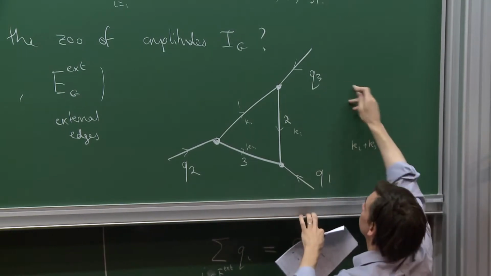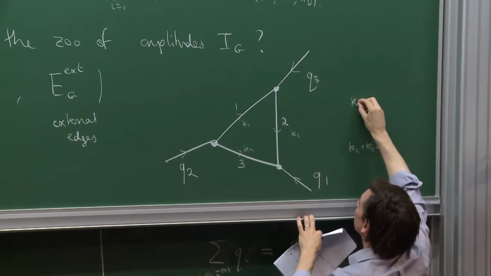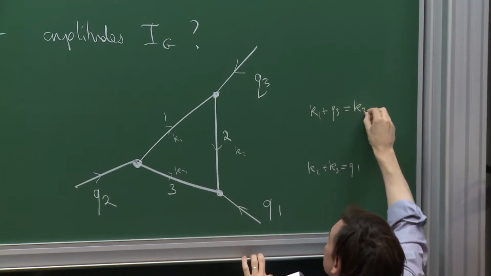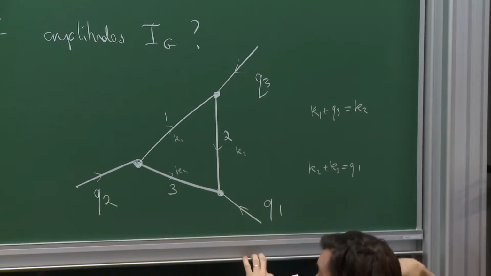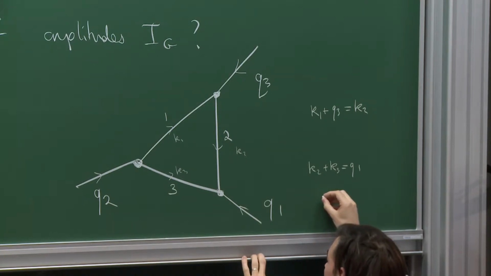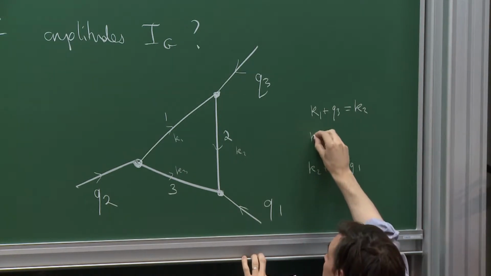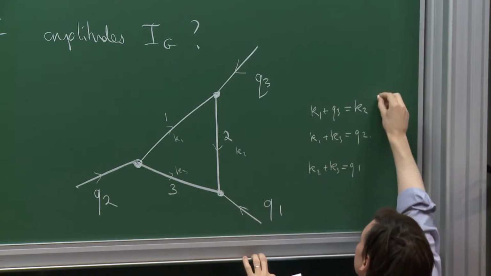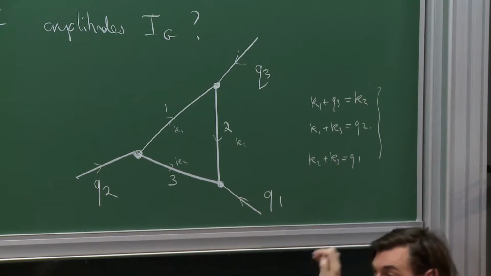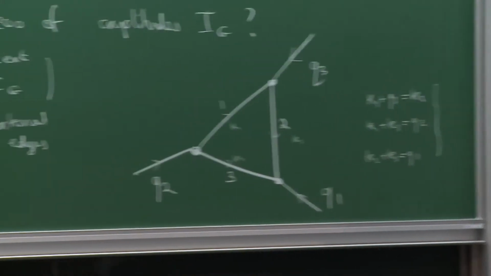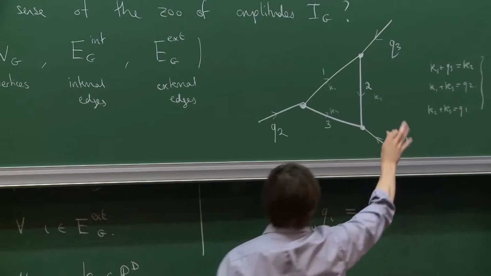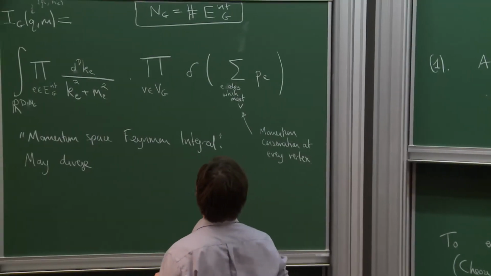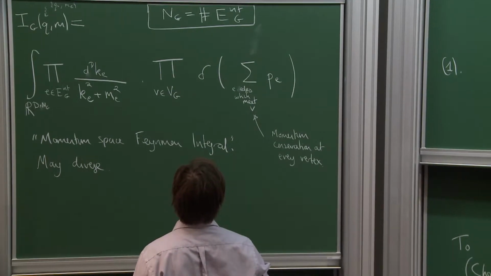And then at this vertex, we'll get K1 plus Q3 equals K2. And at this vertex, we'll get K1 plus K3 equals Q2. So that this delta function means integrate over this region. Okay. So it's a sum of plus and minus, because if you choose an orientation.